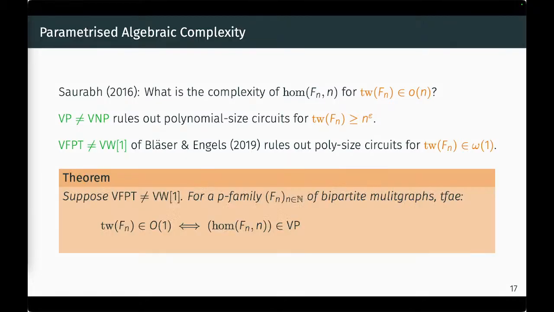So the result goes like this. Supposing VFPT doesn't equal VW1, then the following are equivalent. The tree width is constant if and only if the polynomial is in VP. And remember, this happens if and only if the polynomial is in symVP. Maybe the implications should be swapped around, like the tree width should be in the middle. So at least for single homomorphism polynomials, symmetric and non-symmetric computation have the same power.